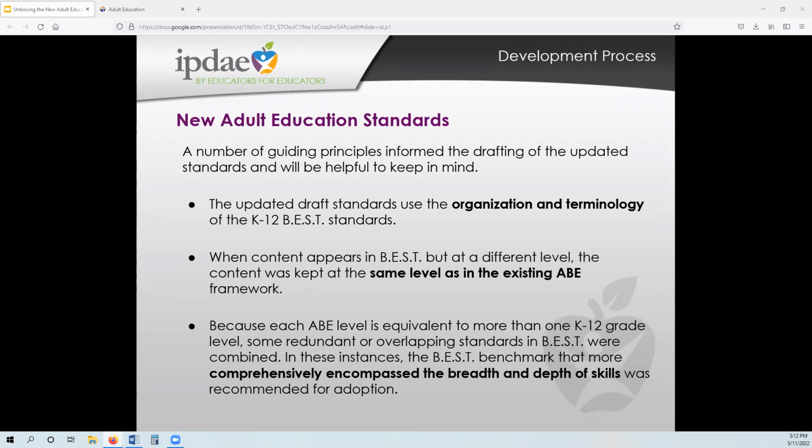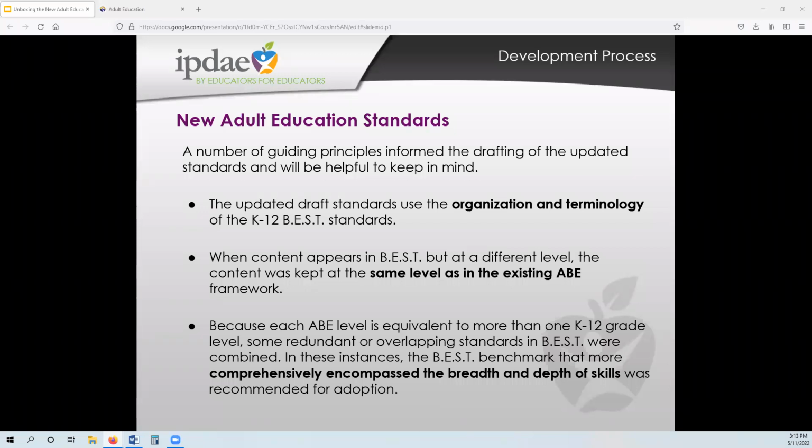Additionally, we really wanted to be careful and thoughtful and optimize the alignment to your current assessment system. So with those tensions in mind, we held ourselves to these three guiding principles. The first one is we adopted the organization and terminology of the K-12 BEST standards. And that's part of the reason why we're spending a lot of time talking about structure with you today, because the structure will feel different. And that is as a result of this guiding principle.